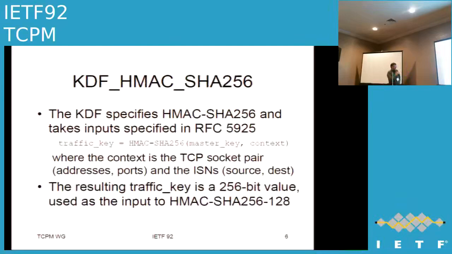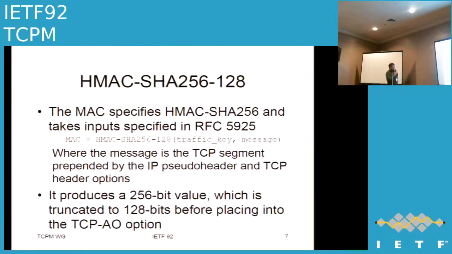So the two things, the first is the KDF. It's very simply, this is just like what 5926 does, except a different algorithm. SHA-256 is the algorithm, and the master key that is shared between the two sides is the key, and then the context is this TCP context. In this particular case, we end up with a 256-bit value, and that's fed into the MAC, which is on the next slide. So now we have a traffic key, which is a 256-bit value, and we have the message, which is again just as defined in the RFCs. And what we are doing with that is we're going through HMAC SHA-256, which gives us a 256-bit value, and then we're truncating it to 128 bits.